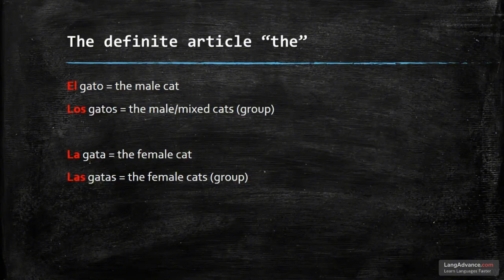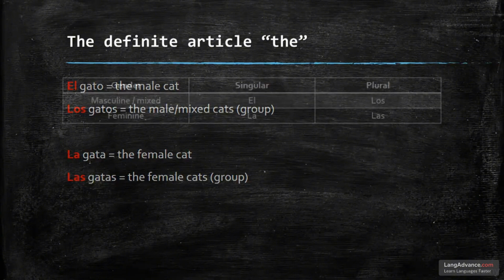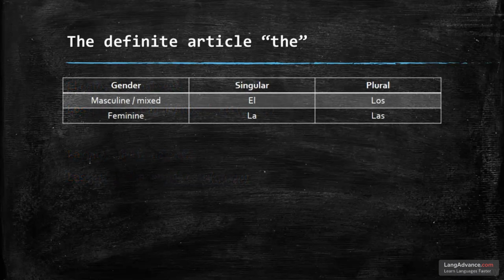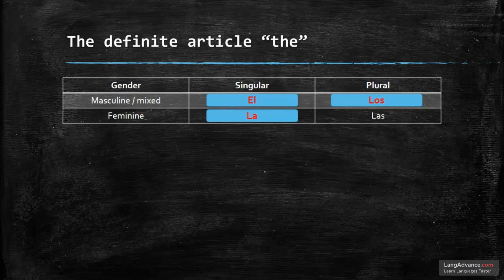Thus, in Spanish, the forms of the definite article the vary based on gender and count. Let's learn these forms. With masculine noun in singular form, the translates to el, while with masculine or mixed nouns in plural forms, the becomes los. Moving on to the feminine forms, with feminine nouns in singular form, we use la, while with feminine nouns in plural form, we use las.